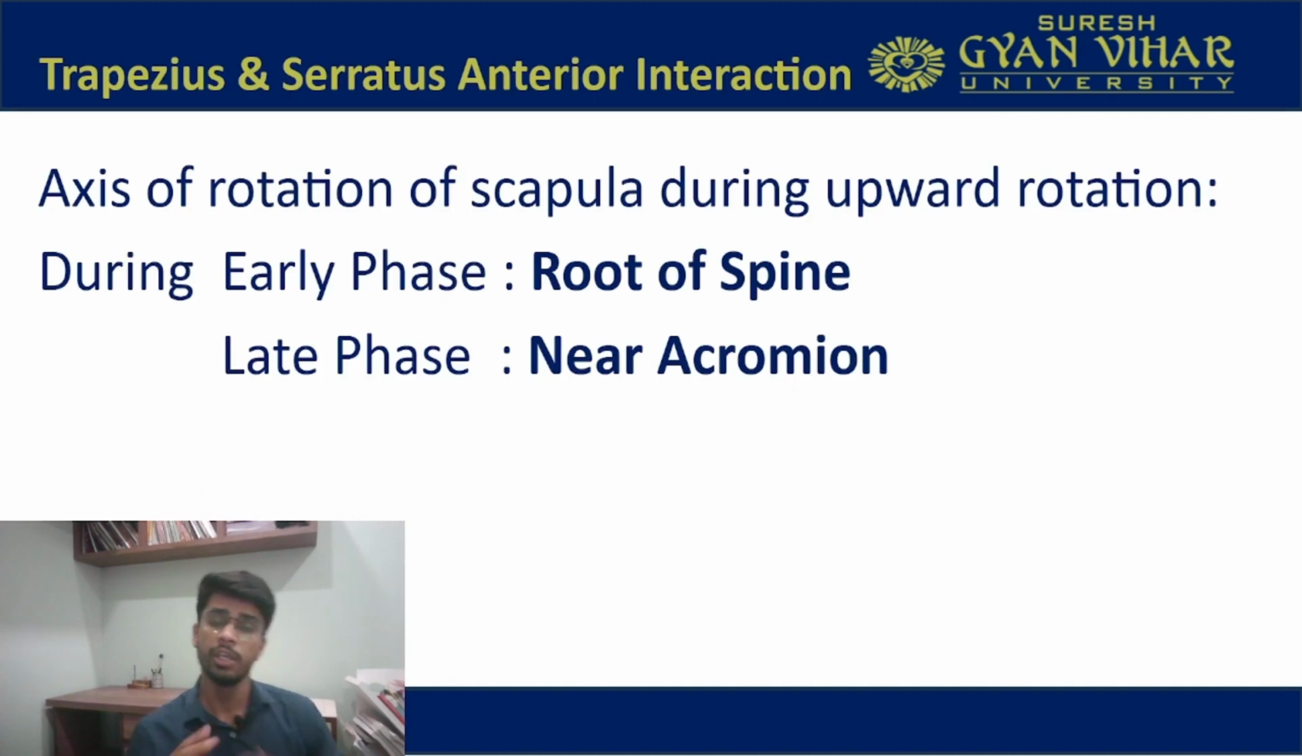But before this, you must understand that the axis of rotation also changes while the abduction of the arm is happening. Whenever you are in the early phase of shoulder abduction, the root of the spine has the fixed axis of rotation. When you are in the late phase, which is from 90 degrees to 180 degrees, your axis changes and it comes near the acromion process. So your axis is actually propagating in the upward direction. In the early phase it was at the root of the spine, now it is near the acromion.